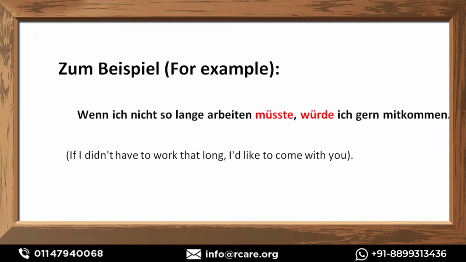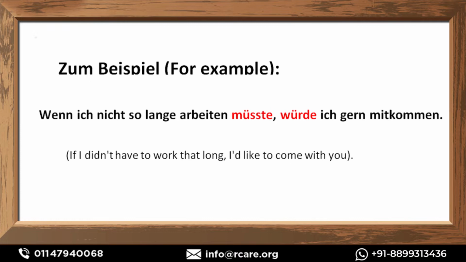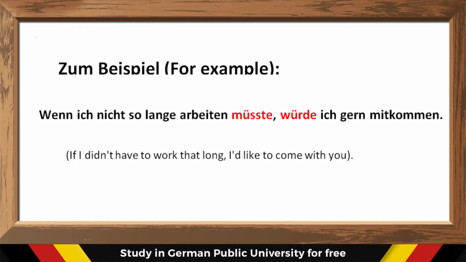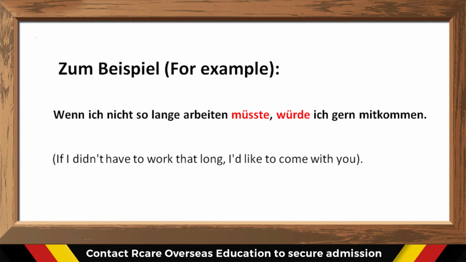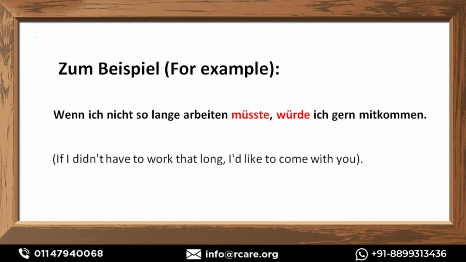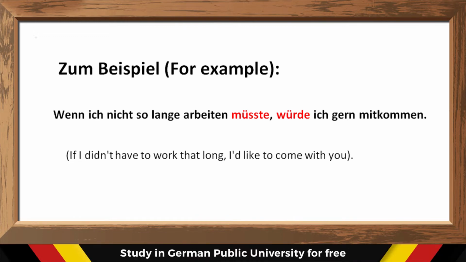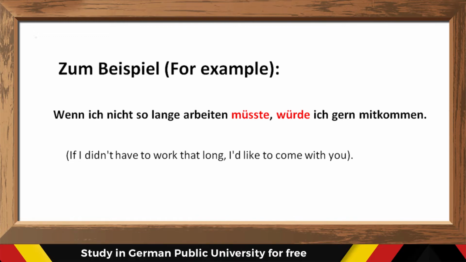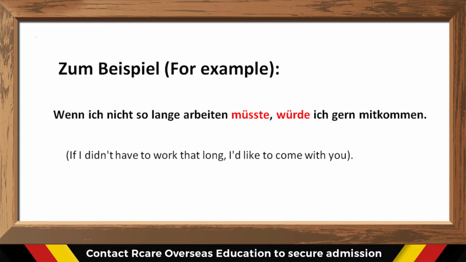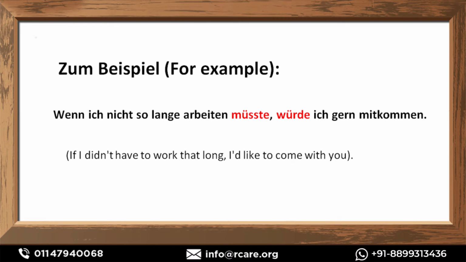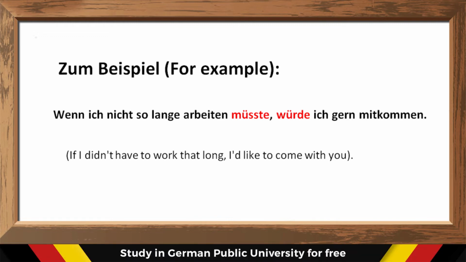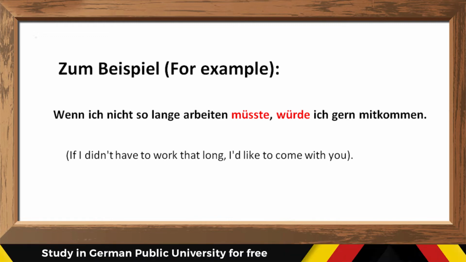Now, for example: Wenn ich nicht so lange arbeiten müsste, würde ich gern mitkommen. If I didn't have to work that long, I would like to come with you. In this sentence, we have used a modal verb in Konjunktiv II and also the verb würden. So we'll be learning how these conjugations go and how we use them in a sentence, in what cases we use them.